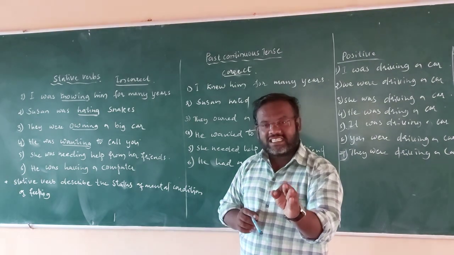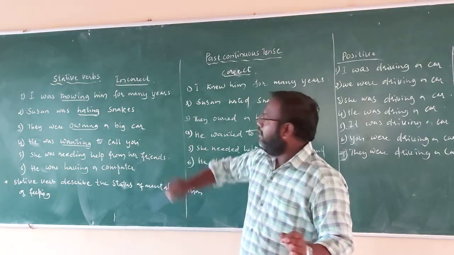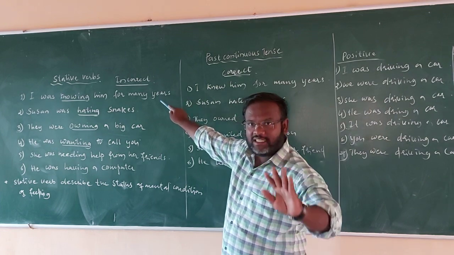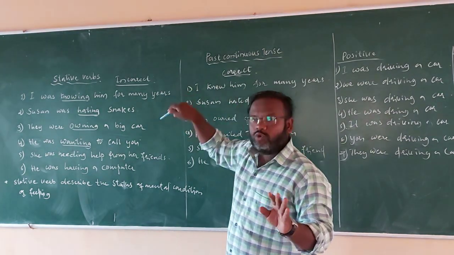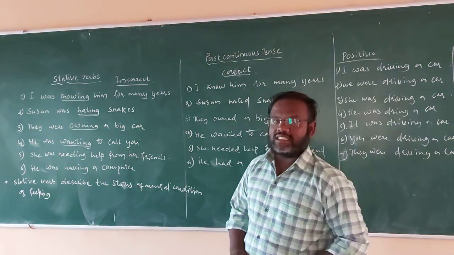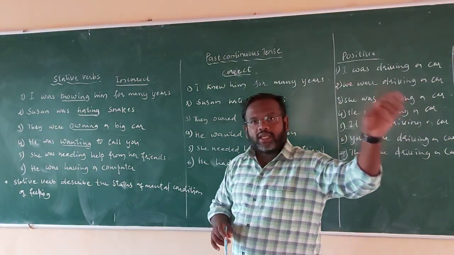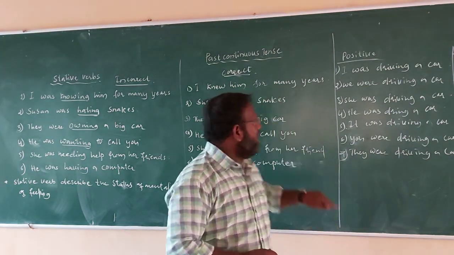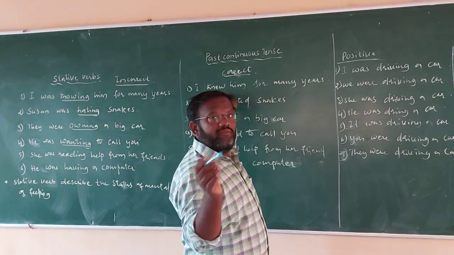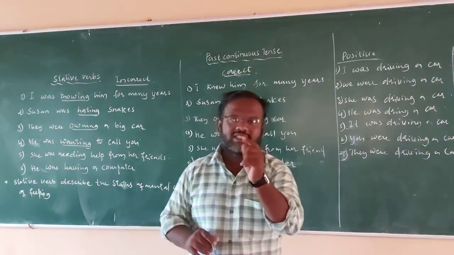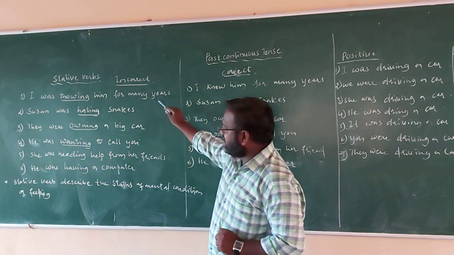If you are using know in the continuous tense, then definitely it is wrong. But the same know, if you are using in the simple past tense, then it is absolutely correct. I was knowing him for many years is the wrong answer. The correct one is: I knew him for many years. This is the correct sentence. Let's see the second sentence.